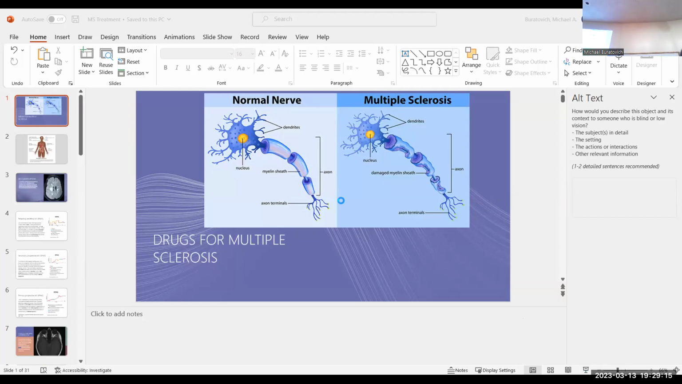Now, when we talk about demyelinating diseases, multiple sclerosis is the one that you encounter the most. Also, most demyelinating diseases are treated with steroids, but multiple sclerosis has drugs designed just for it. And the way these drugs work is pretty complicated. So that's why I'm dedicating an entire section to drugs for multiple sclerosis.